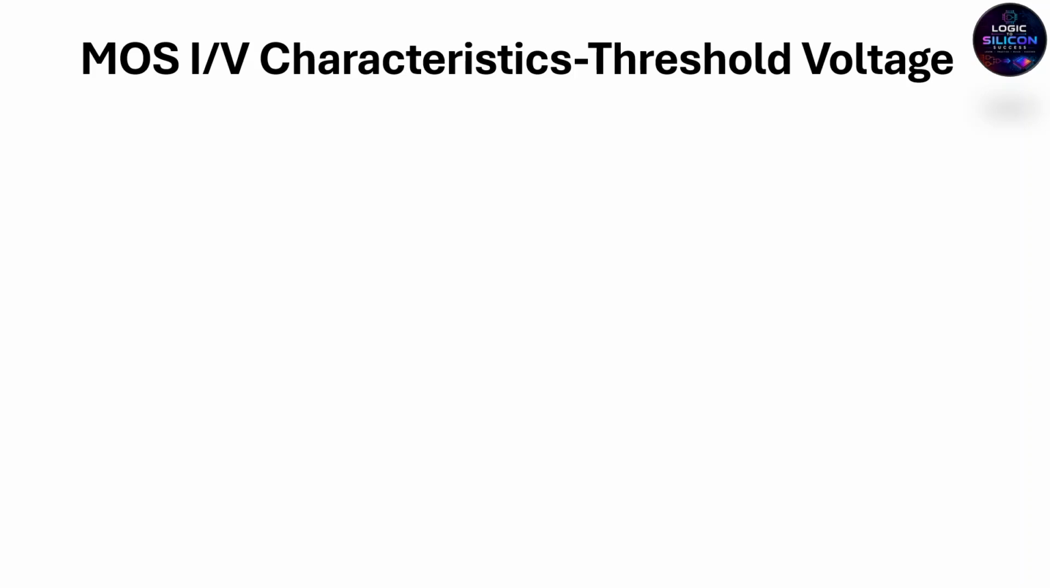So now in this lecture we will talk about the MOS IV characteristics and we will discuss what threshold voltage is with respect to MOSFET. First we need to understand what an IV characteristic is. I here is the current and V is the voltage. We want to understand MOSFET current and voltage dependencies and how they are related to each other. That is the first thing we will discuss here.